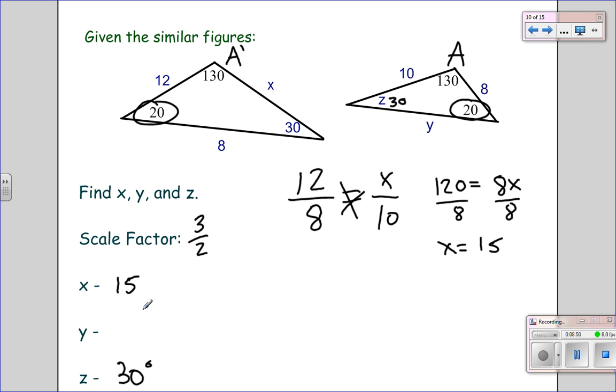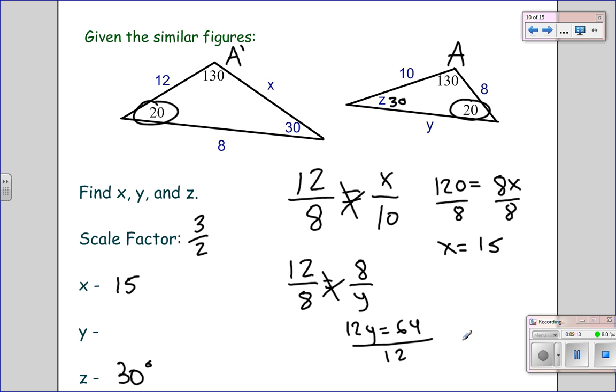All right, let's find y now. I'm going to still stay with the 12 over 8. I'm not going to change that. So 12 over 8 is going to equal to, well, what side corresponds to y? This 8 does, and it's with the 12. So 8 needs to go next to the 12 over y. Cross multiply. 12y equals 64.